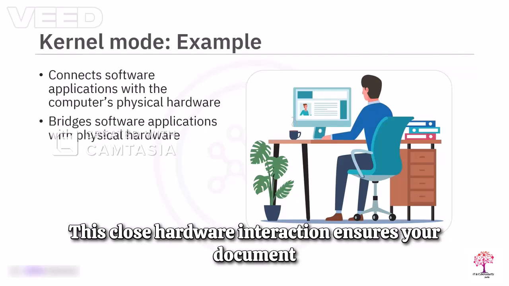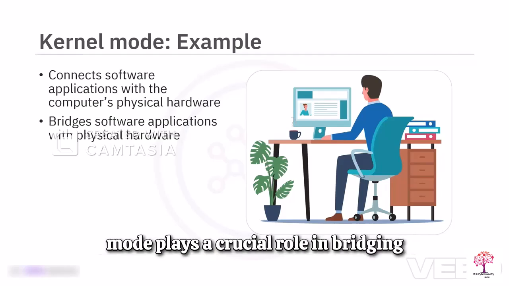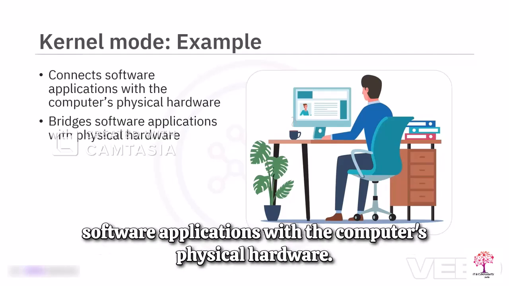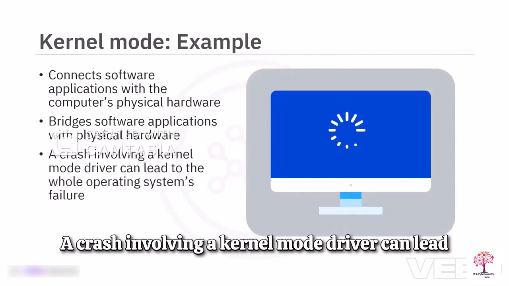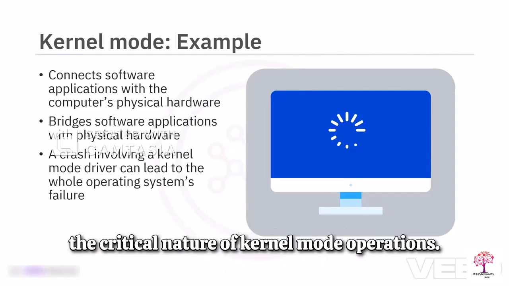This close hardware interaction ensures your document is printed exactly as you see it on the screen, depicting how the kernel mode plays a crucial role in bridging software applications with the computer's physical hardware. A crash involving a kernel mode driver can lead to the failure of the whole operating system, underlining the critical nature of kernel mode operations.